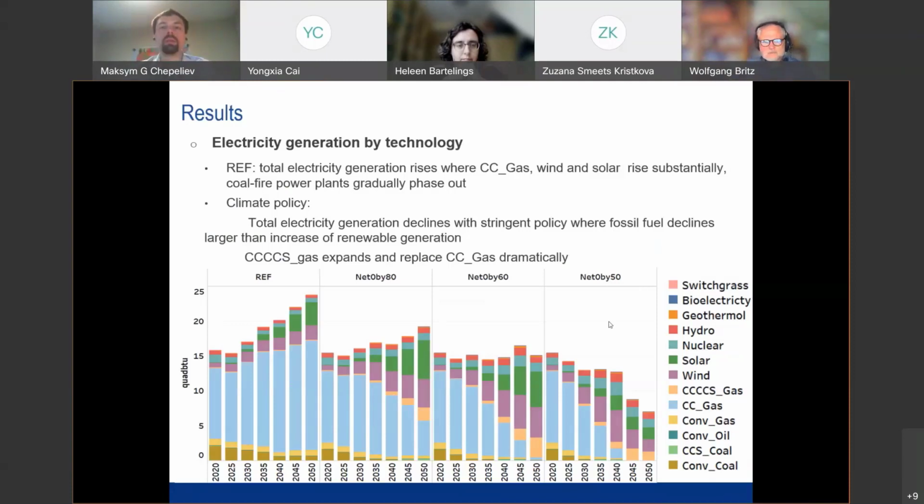In the most stringent case, net zero by 50, we see there's a reduction for the renewables and also a reduction in the carbon capture storage. The policy is very stringent. It puts pressure on all the electricity demand sectors.